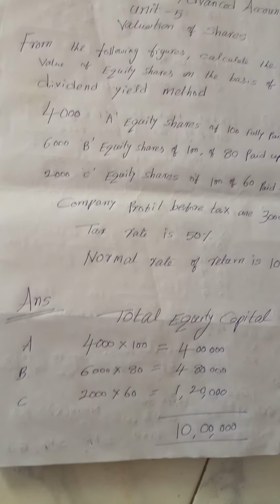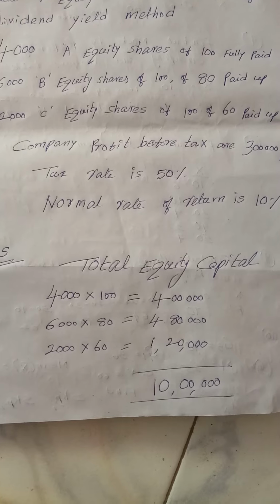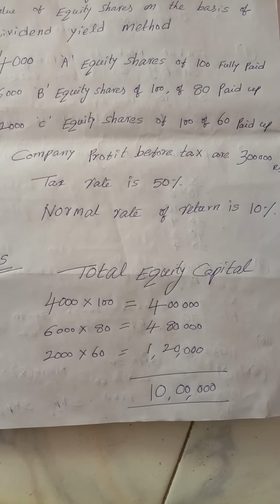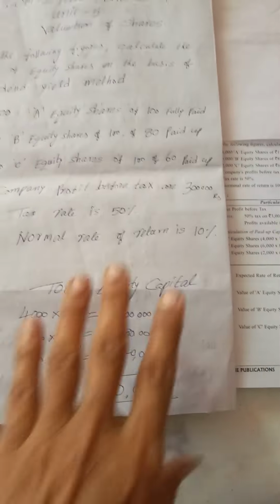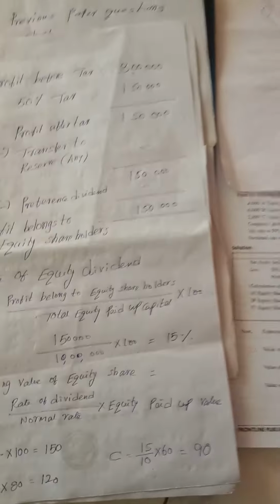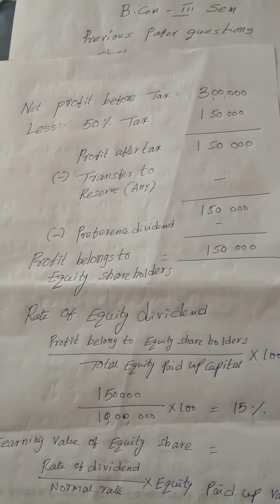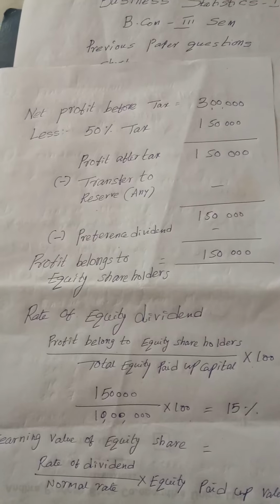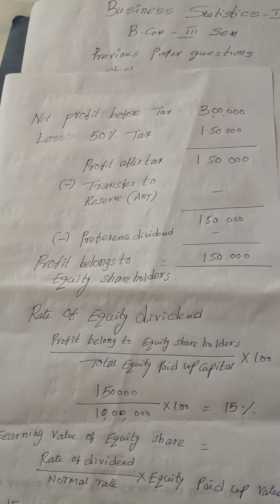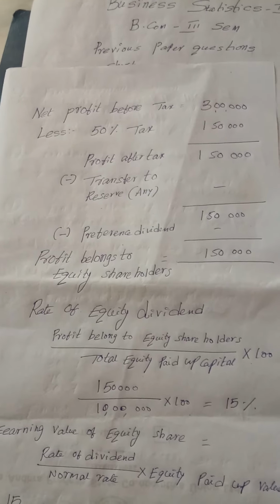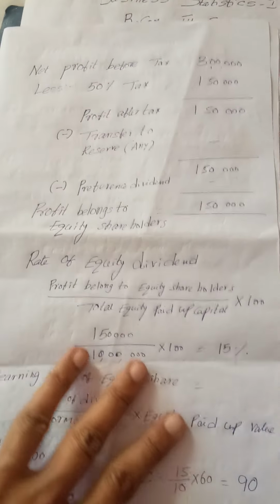Tax rate 50%. In my first working note, I calculated the total equity paid up capital. Then in my second working note, I calculated the profit available to equity shareholders. This is the order actually. From net profit you have to pay tax, then some profit will be transferred to reserve if any. This is not given in this question, but if it is given we have to do it. Then if any preference capital is there, we have to pay preferential dividend.